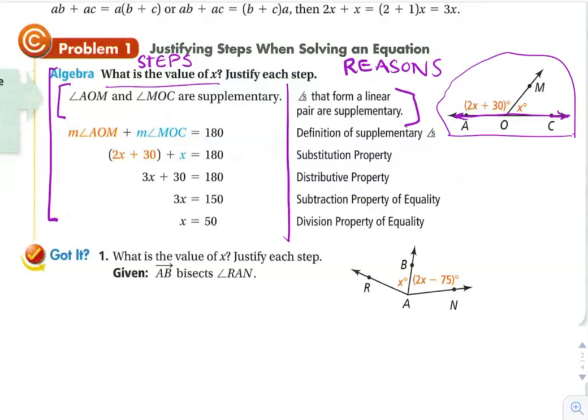Then the next step is showing the measure of angle AOM plus the measure of angle MOC is 180. The reason I know that is because, based on the definition of supplementary, angles add to 180. Next step, 2x plus 30 plus x equals 180. I'm basically just substituting in values for each of those, so I'm using the substitution property.